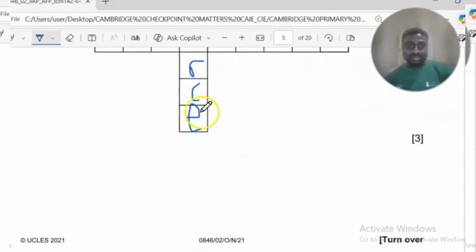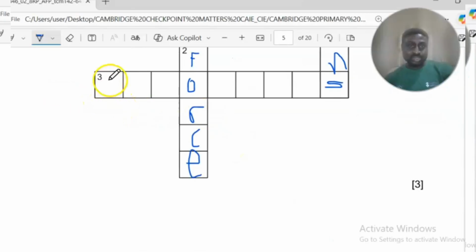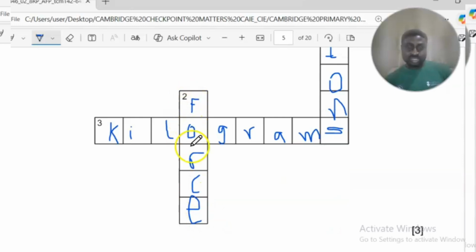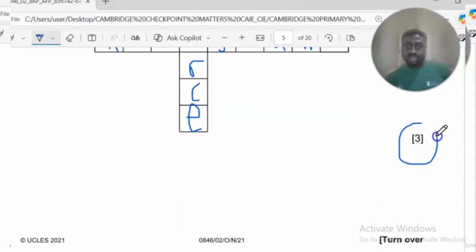Then here we have kilograms. So that's exactly what we're doing here. So this will go K, fill it across or horizontally. Kilograms. R, A, M, S. So doing this correctly in this order, number 1 is newtons, vertically downward or down. Number 2 is force, vertically downward or down the puzzle. Number 3 is kilograms, horizontally or across the puzzle. And when you do that, you earn your 3 marks.